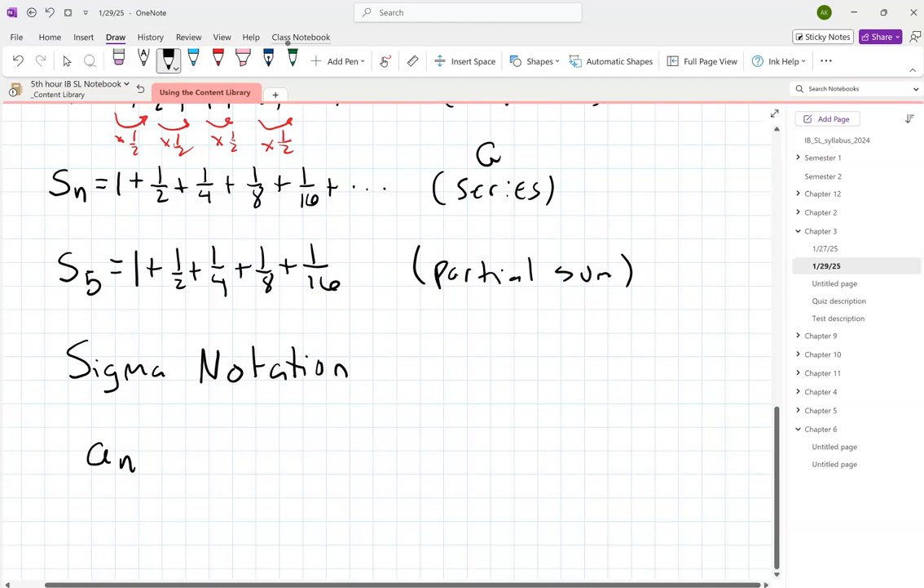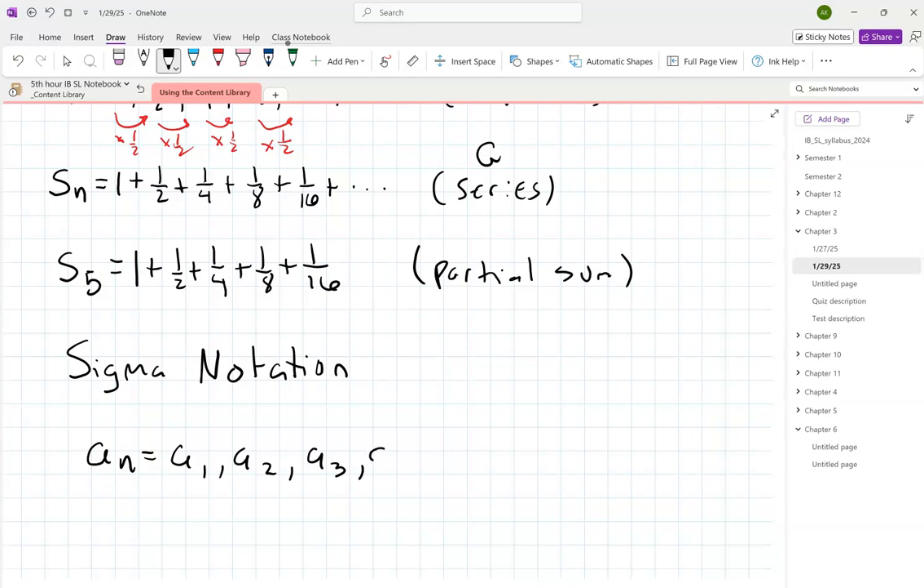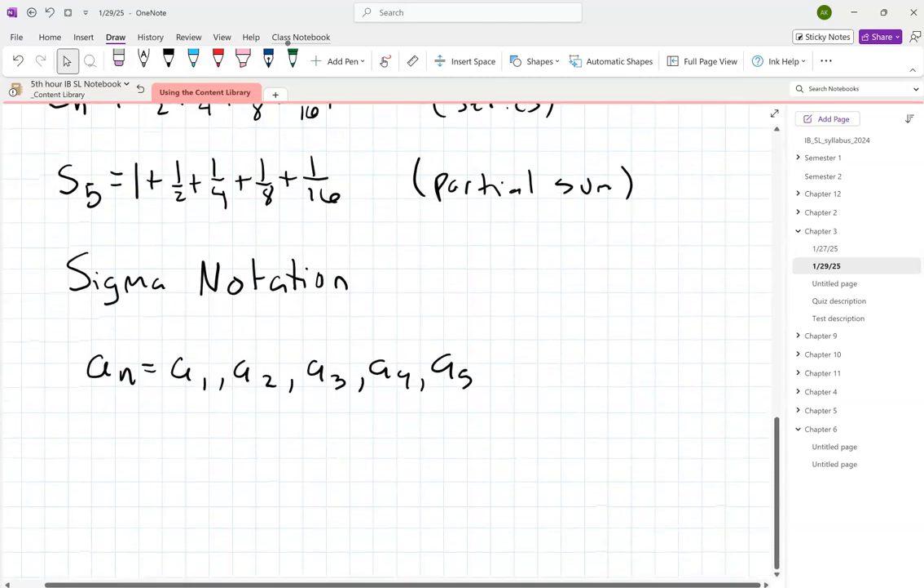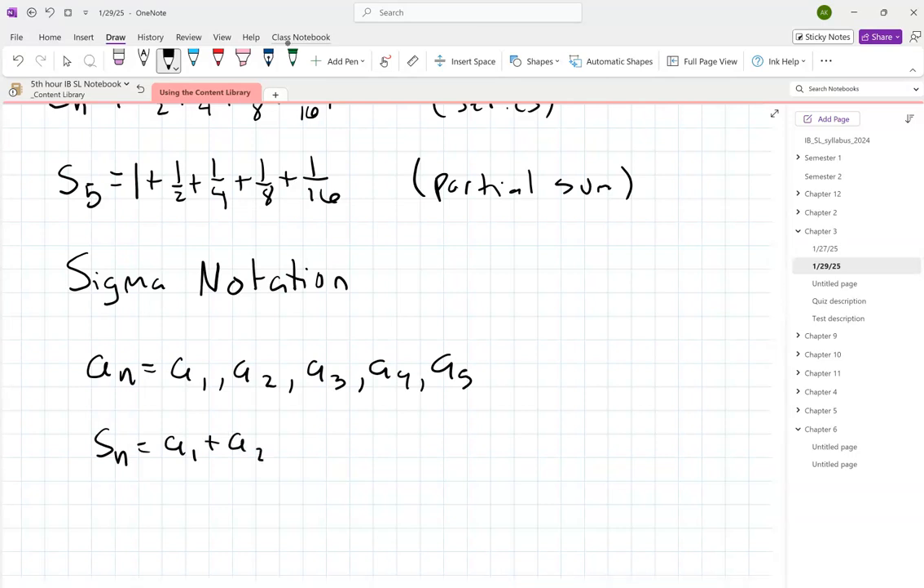So if I have some series, and I'll just say like that, and I have the series then, I could write it like that, right? Or the more compact way of writing it is using this capital Greek letter sigma.